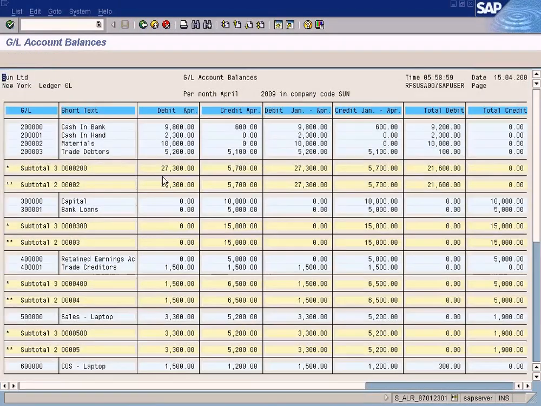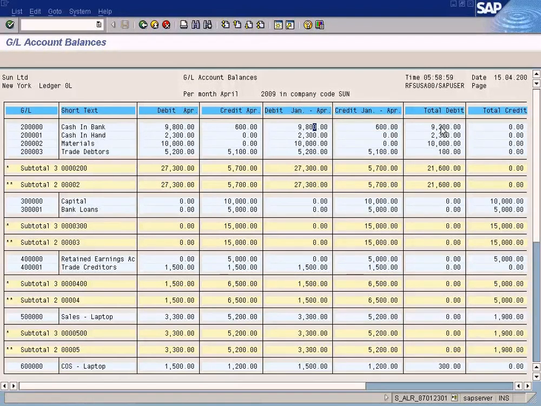Let's execute it. See, GL account debit, the total for the current month April, and total for the current month April on the credit and debit side accordingly, and the cumulative total from January to April on the debit side as well as the credit side, January to April. The difference between this and this is that this is a total only for April, this is a total from January to April.